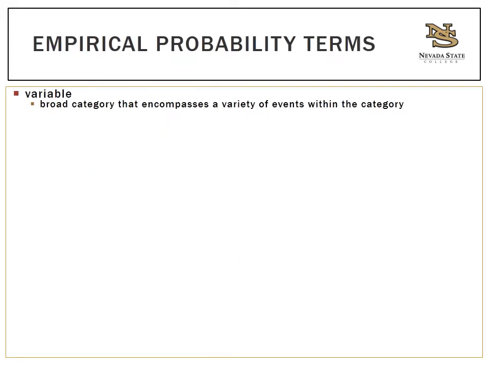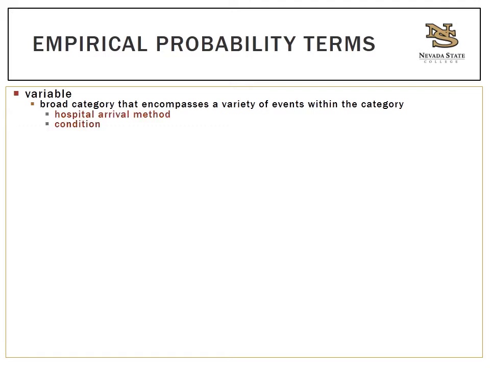So before we actually jump into looking at different types of probability based on empirical data, we need to fully understand some terms that are going to be used in this lecture. Some of these might be review, but some of them are new, so make sure that you understand these before you move on. So the term variable is just a broad category that encompasses a variety of events within a category. So it's kind of a broad categorization, and then there's specific things within that variable, specific types of outcomes or events related to that variable.